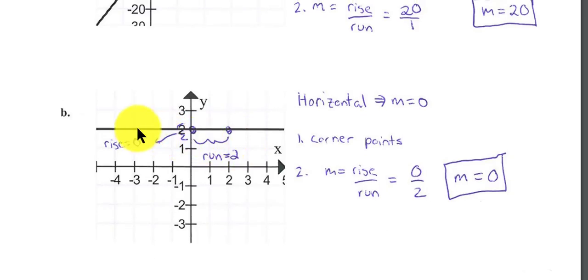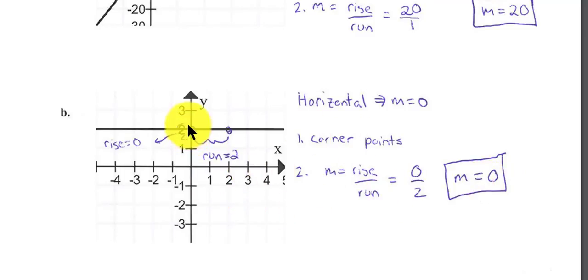Question 1B, well, you can look at this and you see this line's not rising and it's not falling, so we know the slope is 0. But if you didn't see that, again, you could pick 2 points, 0, 2 and 2, 2, and you could go through that exercise of y2 minus y1 over x2 minus x1, and you'd end up with 0 over 2. And 0 divided by anything is 0.